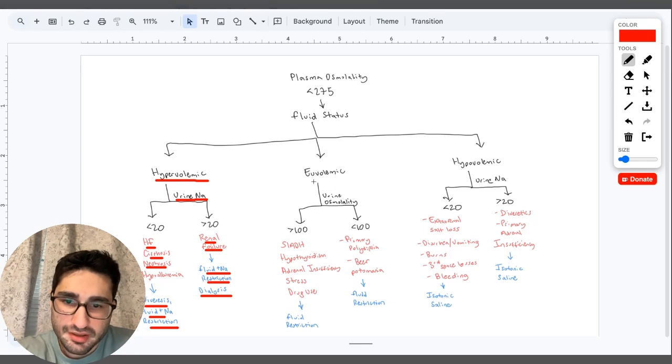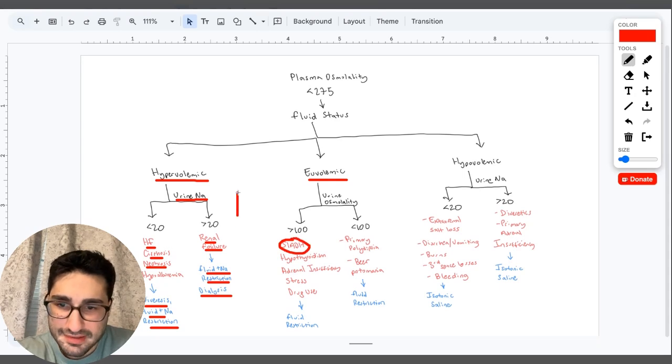Now, if the patient is euvolemic, then next we're going to check their urine osmolality to see if their urine is concentrated or not. If the urine osmolality is greater than 100, this tells us that the most likely cause of their euvolemic hyponatremia is SIADH.